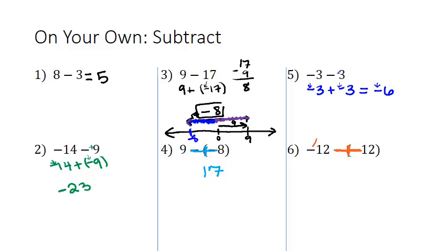And remember from yesterday, as we add opposites, they're actually going to cancel each other out because I have 12 negatives here, I have 12 positives here. Negatives and positives cancel each other out. So I can say negative 12 plus 12 is going to be 0.